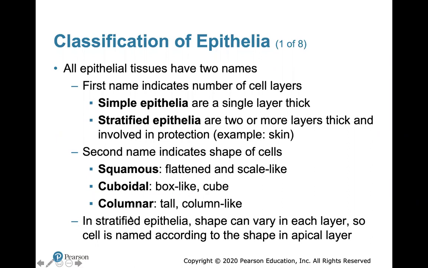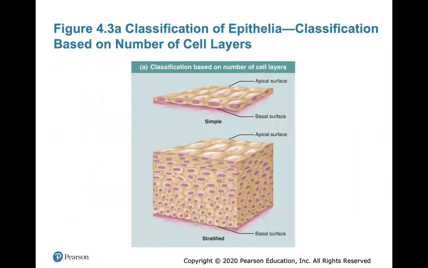In stratified epithelia of more than one layer, the shape can vary in each layer. So we always name the epithelium for the cell that is closest to the apical or exposed layer. So here is a simple squamous epithelium with flat shaped cells.